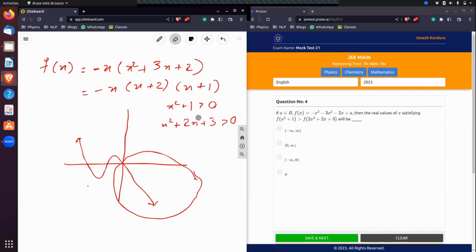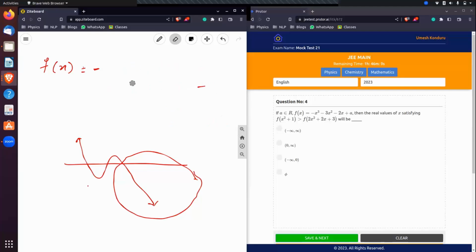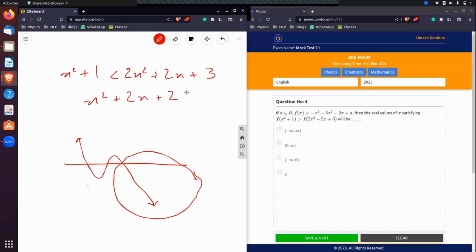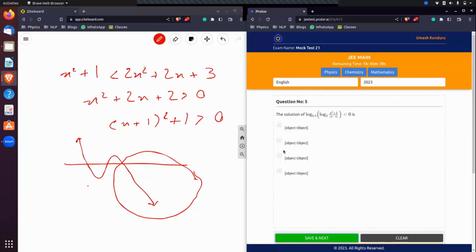So basically all we want to solve for is x square plus 1 less than 2x square plus 2x plus 3. So if you subtract x square plus 1 from both sides, you get x square plus 2x plus 2 greater than 0. That's x plus 1 whole square plus 1 greater than 0. So this is always true. So it will be true for all real x.